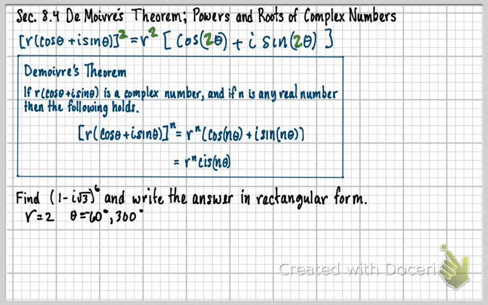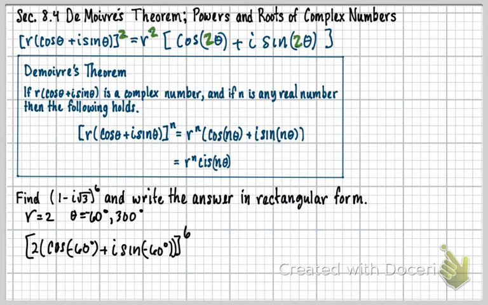So then what does that mean for us? It means I have 2 cosine of negative 60 degrees plus i sine of negative 60 degrees, and that is going to be to the 6th power. I thought I put an extra parenthesis in, but I didn't.